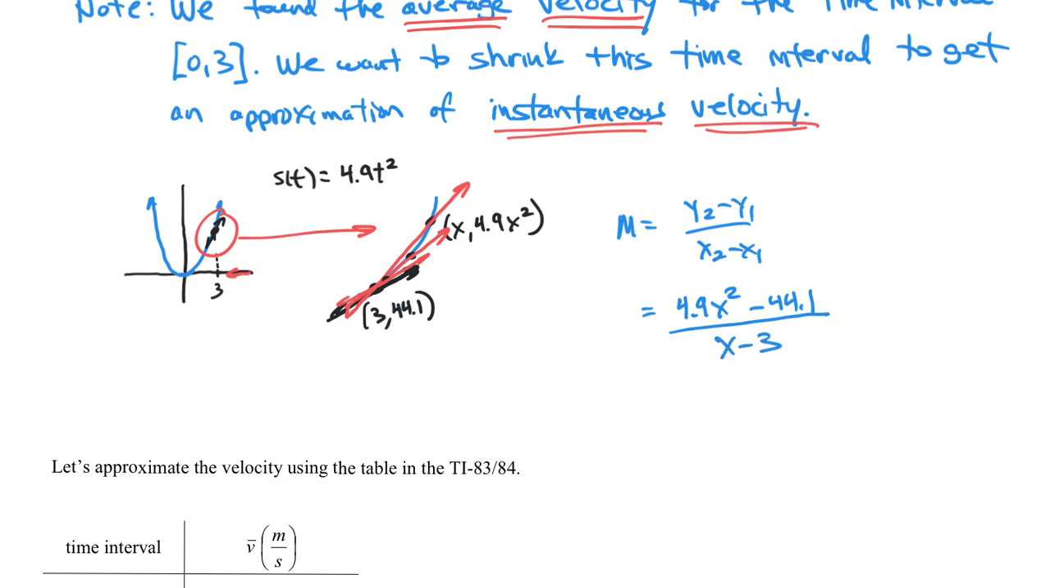And just to make sure we're okay on this one, this is 4.9 times 3 squared. So what we want to do with a graphing calculator then, just like before, is plug this in for y1. So in the graphing calculator, we would say, okay, y1 equals 4.9 x squared minus 44.1, in parentheses, and over here we'll have x minus 3.